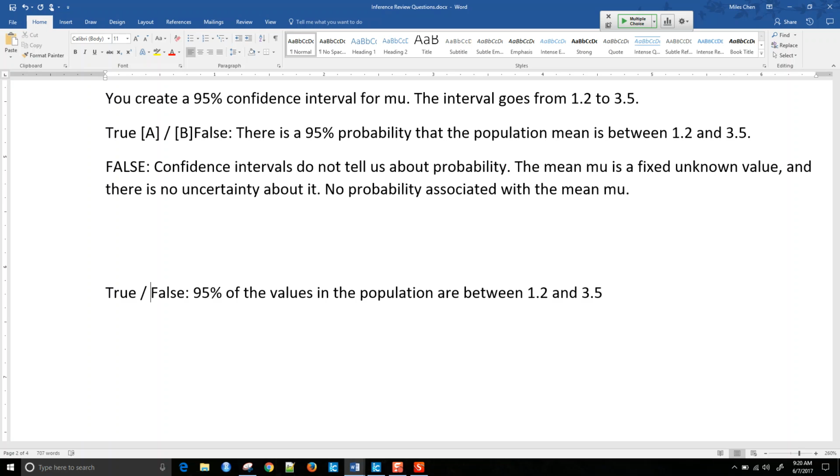True or false, 95% of the values in the population are between 1.2 and 3.5. Should we do a clicker question here? Sure, why not? Okay, so A or B. A for true, B for false.